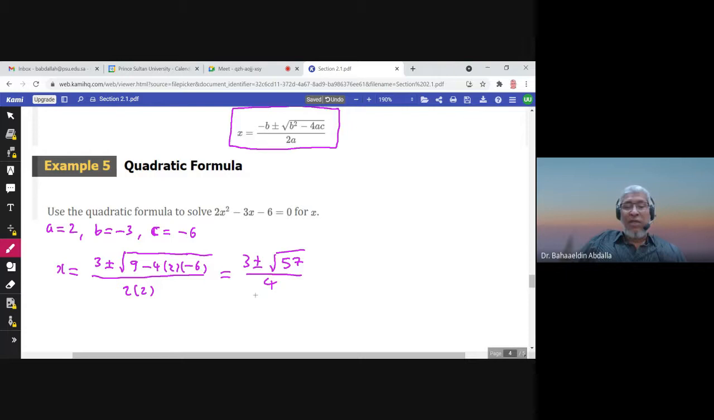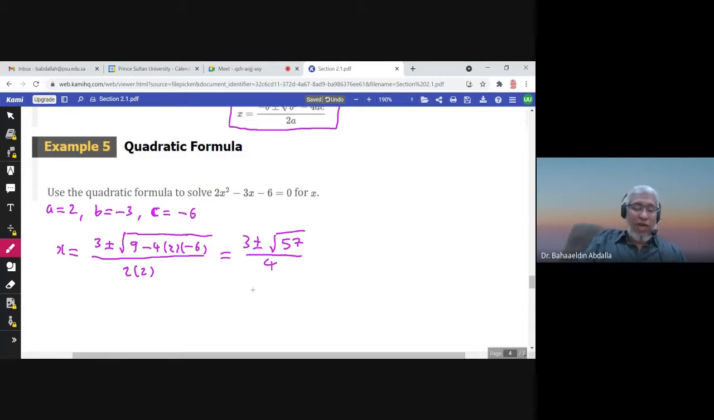And these are the two solutions. If you try to find the square root of 57, it is not an integer, so this is the exact solution. The solutions of this equation would be 3 plus or minus the square root of 57 over 4.